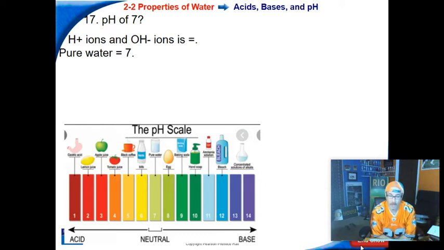Milk, believe it or not, is slightly acidic. Almost all citrus are going to be acidic. Apple juice is slightly acidic. Black coffee is 5. Okay, so it's not really acidic, but it's nowhere close to lemon juice.